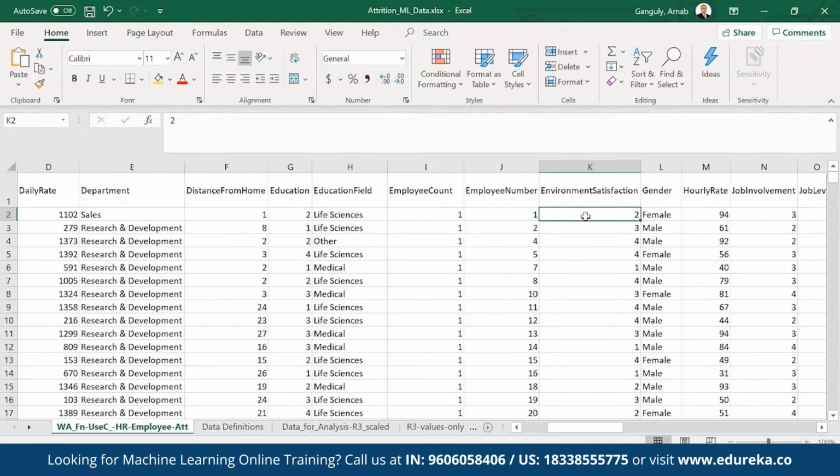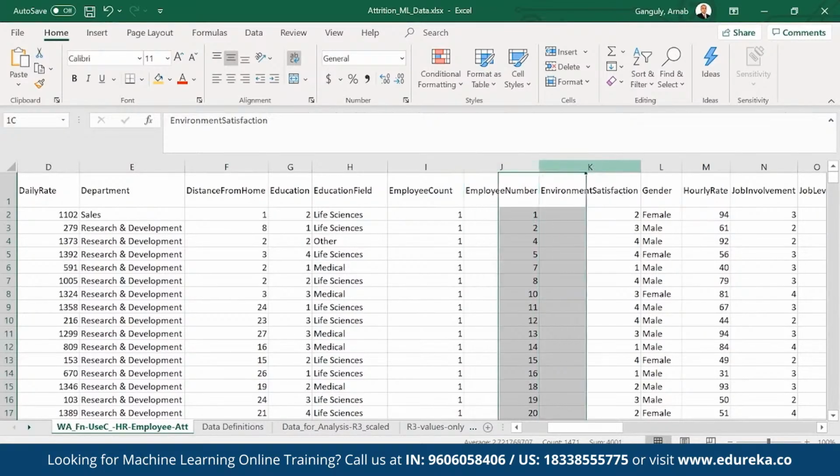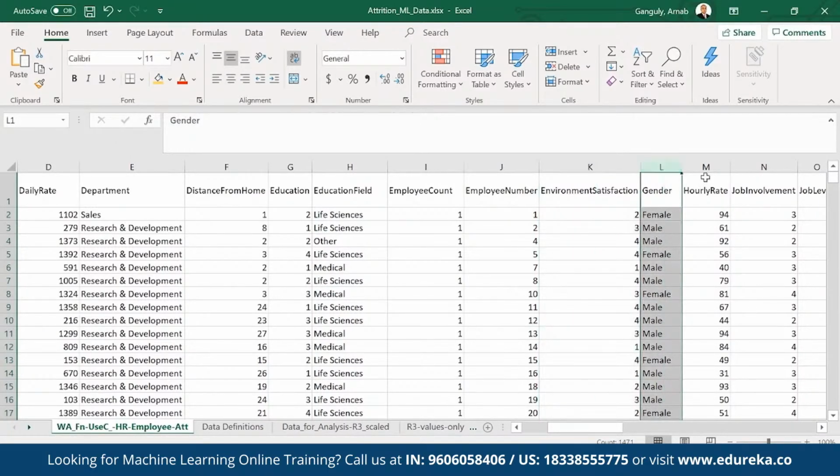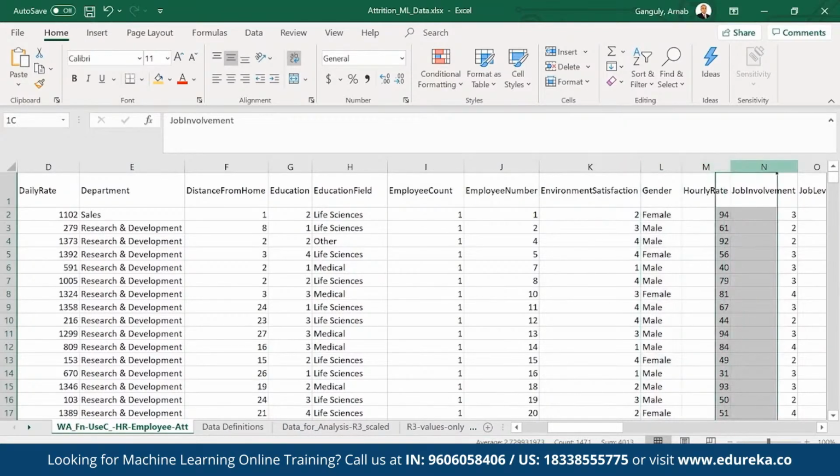So there are some which may be useless. This is not very useful. All the points are 1 1 1 1 1. So we can get rid of this. Employee number, also not very useful. Your employee ID is not going to help me make a prediction about whether you will stay or not. Environment satisfaction, yes, important. How satisfied are you with the environment? Gender may be important, I don't know. Hourly rate may or may not be important. Job involvement, probably very important.